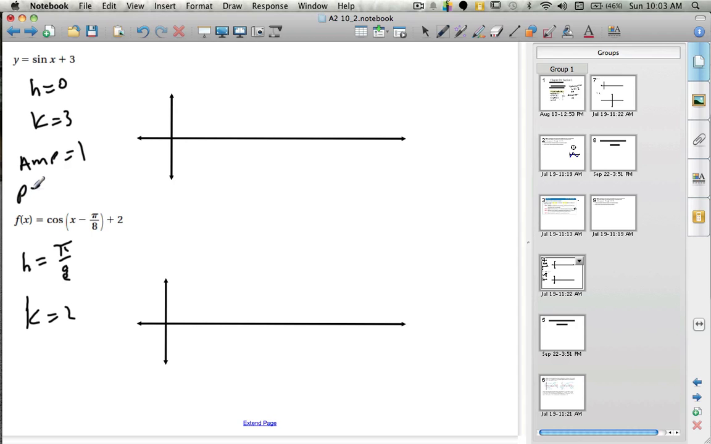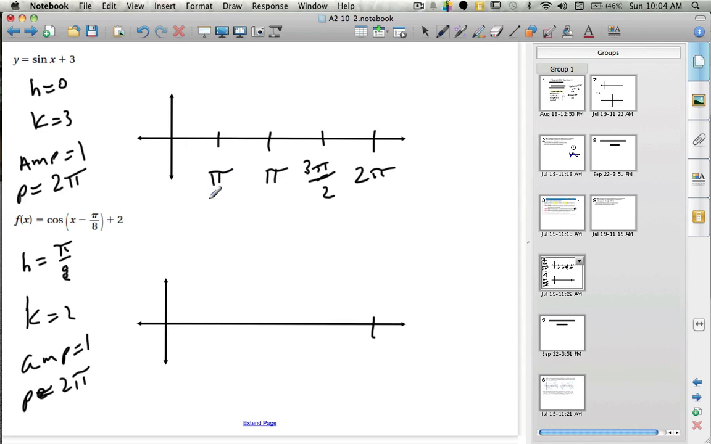and I know that my period will be equal to 2 pi over 1. The coefficient with x is 1, so 2 pi over 1. And in this case, a and b are both 1, so my amplitude is 1 and my period is 2 pi. That's tidy. So let's go ahead and cut our graph into quarters. This is 2 pi. This would be 3 pi over 2. This would be pi, and this would be pi over 2. And those are the same values down here.